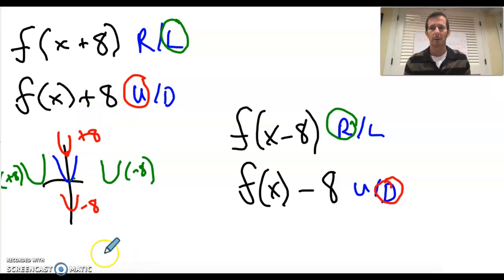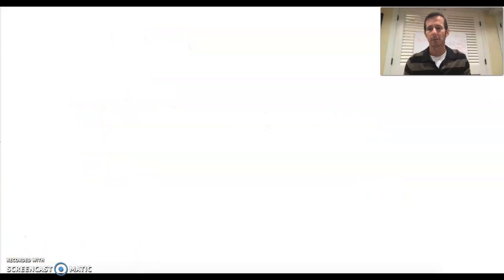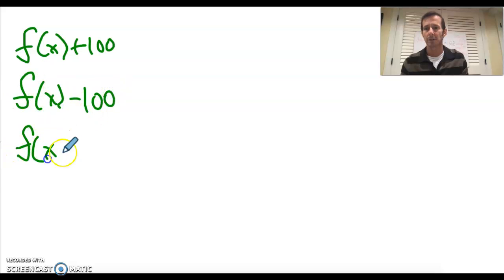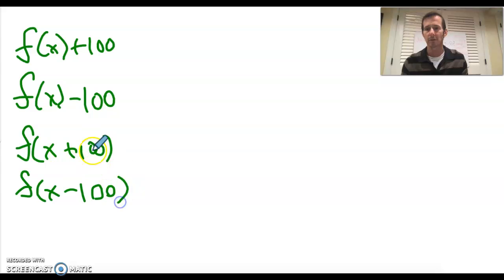There's no mix-up. So I'm going to give you a couple, and your job is just going to be, let's see, my favorite number is, we'll just use 100. So if I have f of x plus 100, f of x minus 100, f of x plus 100, goodness, that's some bad handwriting, f of x minus 100, apologize for this.